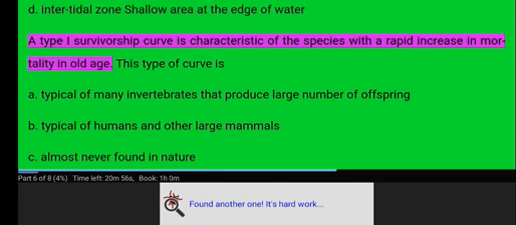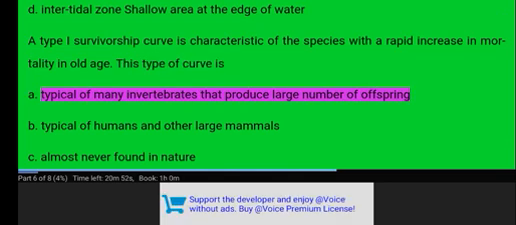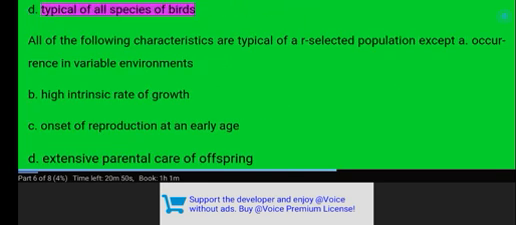2. A type 1 survivorship curve is characteristic of a species with a rapid increase in mortality in old age. This type of curve is A. Typical of many invertebrates that produce large numbers of offspring. B. Typical of humans and other large mammals. C. Almost never found in nature. D. Typical of all species of birds.